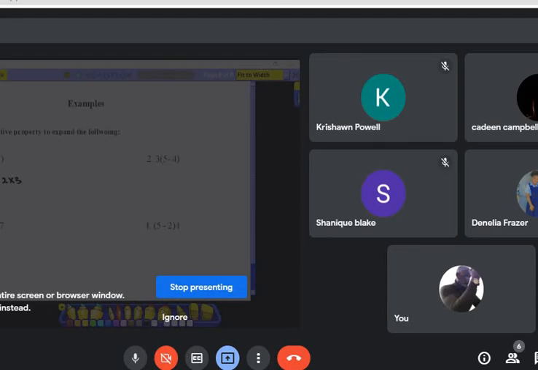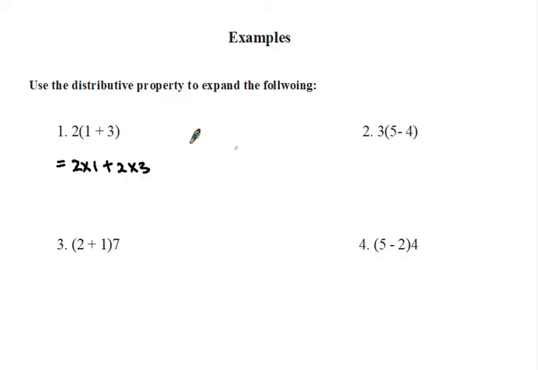Fraser, you were going to say something. What does it mean to expand? Make something larger, sir. Good. So you make something larger, make something bigger, increase the size.